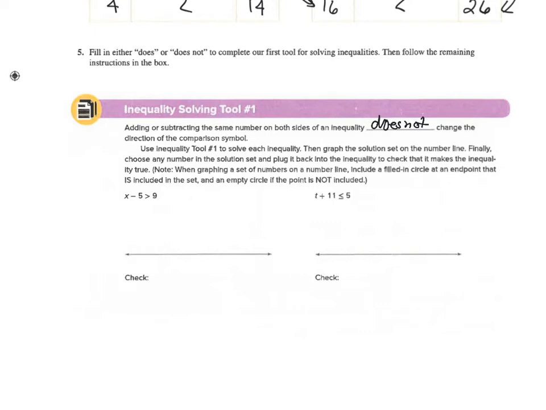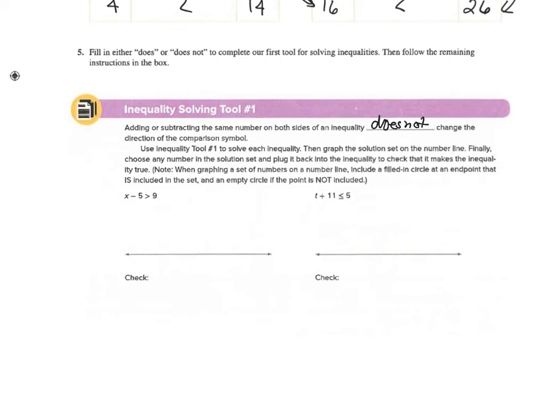All right, so they're asking us to use the inequality tool number 1 to solve each inequality. Then graph the solution set on the number line. Finally, choose any number in the solution set and plug it back into the inequality to check that it makes the inequality true. Note, when graphing a set of numbers on a number line, include a filled-in circle at the endpoint that is included in the set and an empty circle if the point is not included.